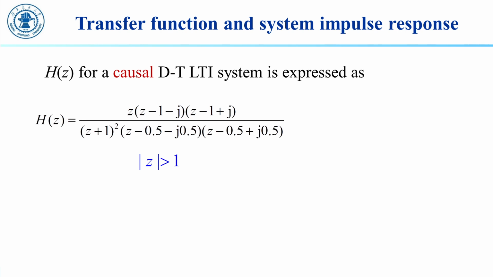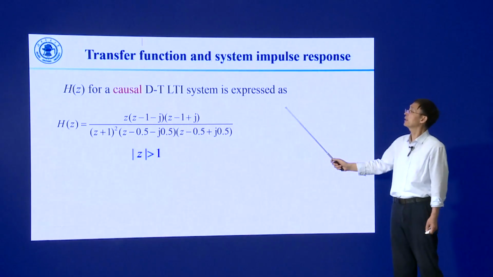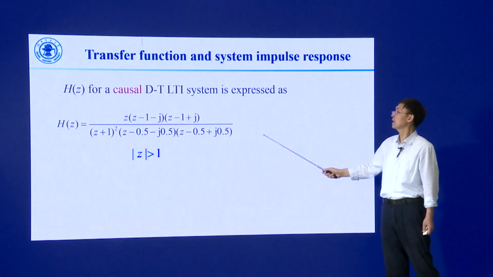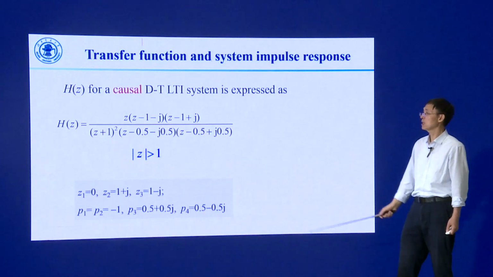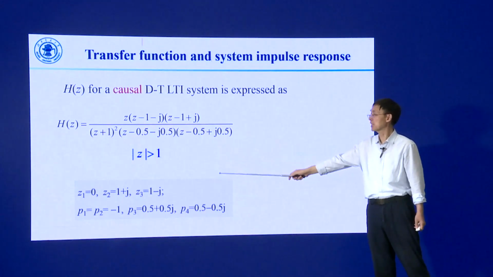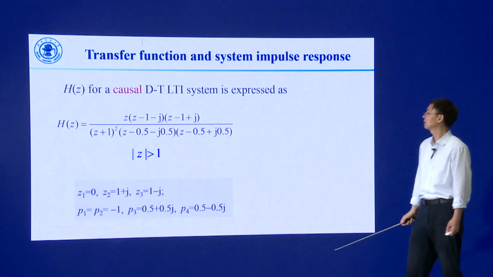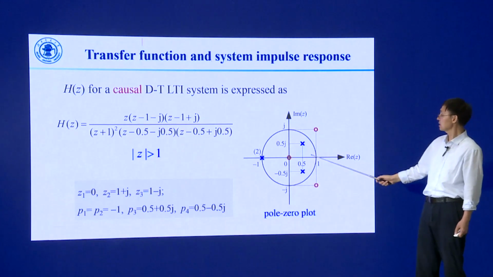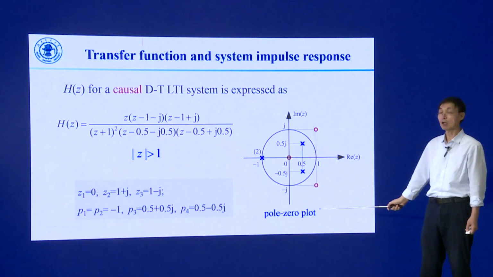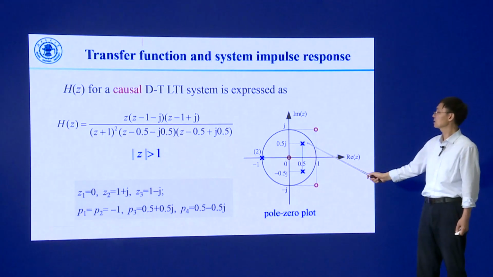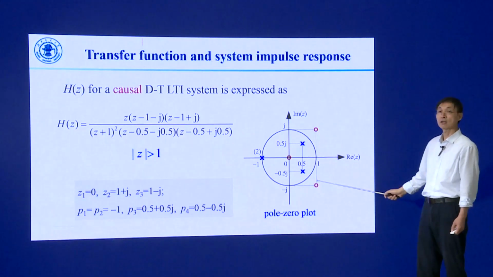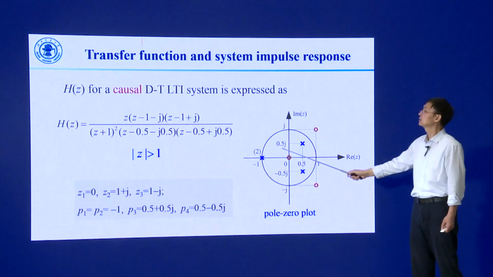For a causal discrete time LTI system, H(z) can be expressed in this pole-zero-gain form. Here, we can find its zeros and poles. It can be depicted in this pole-zero plot. Cross represents the poles. Circle represents the zeros.